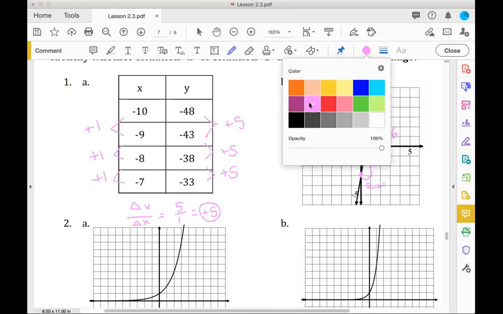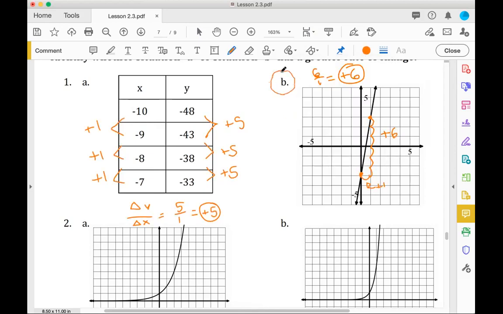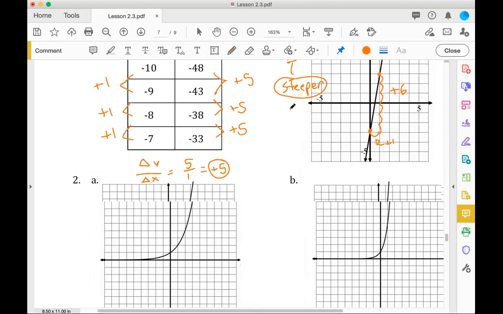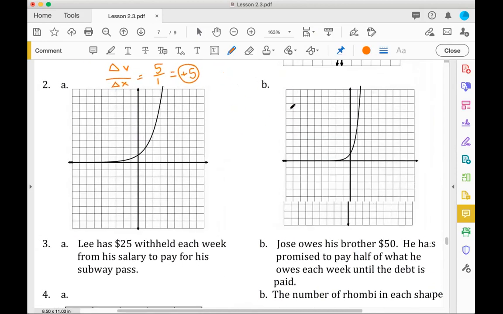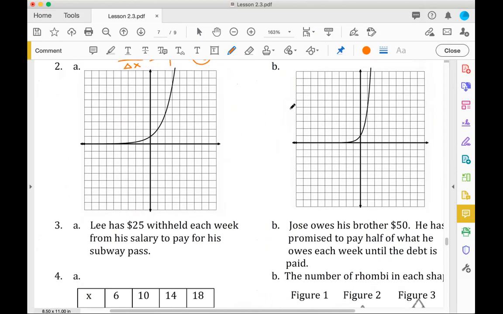Hopefully you're saying that B is the steeper slope because 6 is greater than 5. Or rather, the absolute value of 6 is greater than 5, but B in this case is the best. 1B and 2B are geometric or exponential, as we now say. They look very similar. They look as if they hit the same y-intercept of 1, so that's interesting.